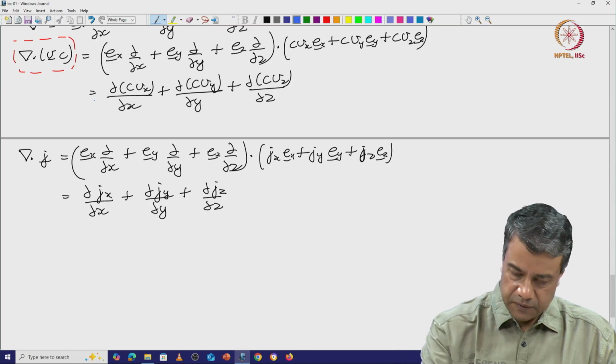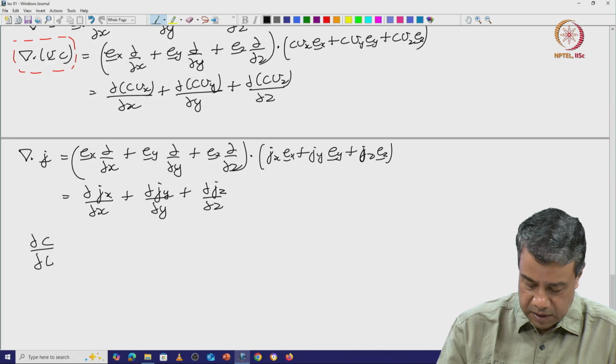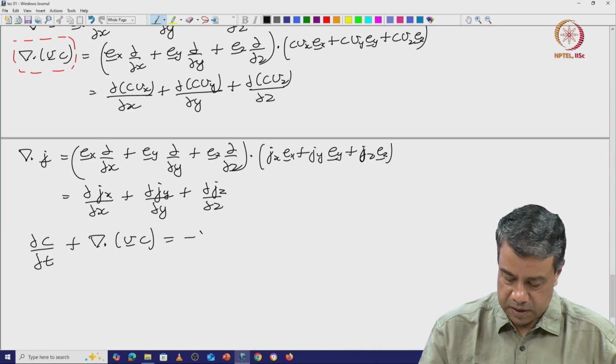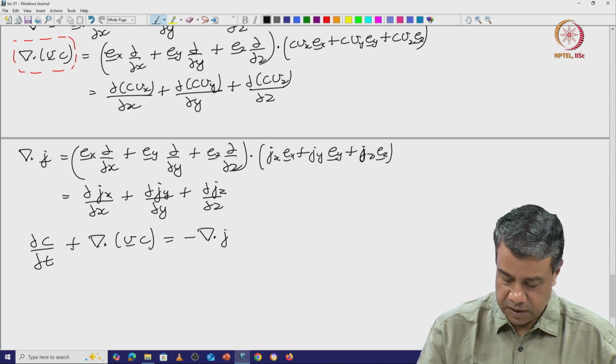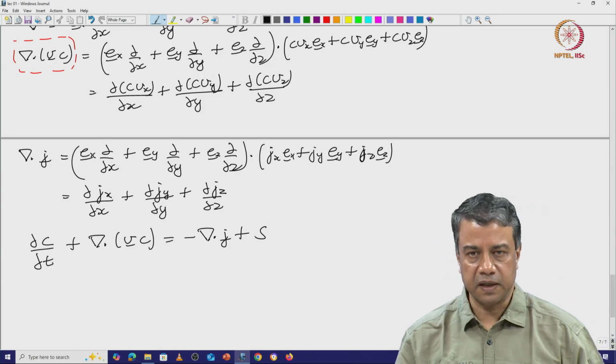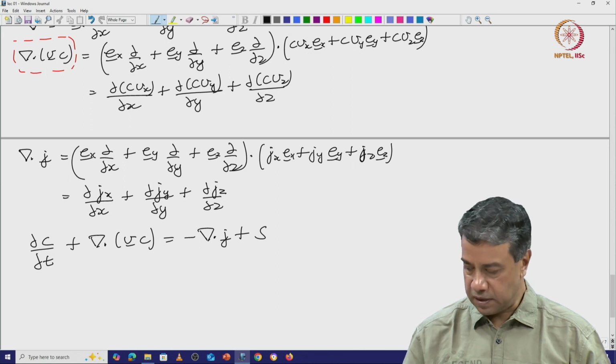Therefore, we can write the equation as partial c by partial t plus del dot Vc is equal to minus the divergence of j plus any source. That is a compact form of writing this differential equation. Del dot is called the divergence operator.